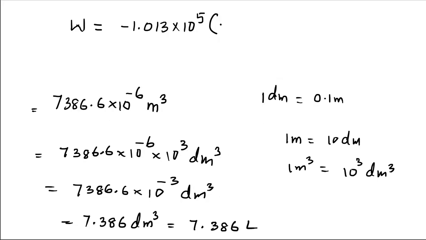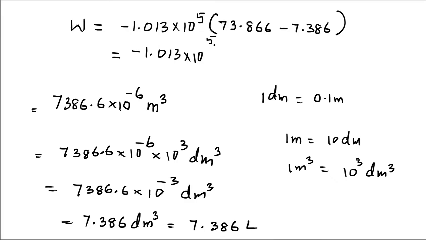Now let's substitute here. What is the final value we got? 73.866 minus 7.386, and this is atmospheres, sorry, this is newtons times meter power minus 2, and this is liters. So we will end up now with negative 1.013 times 10 raised to the power of 5. And what is the difference between these two? 73.866 minus 7.3866. So I got 66.479.